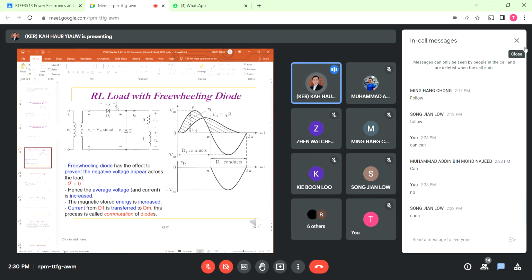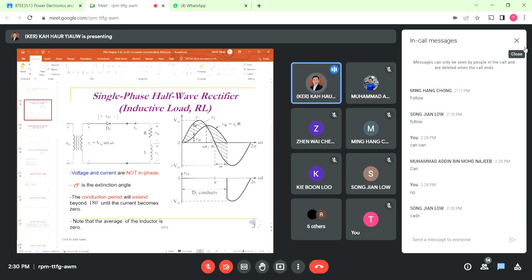If it flowed back in this loop, your diode waveform would be affected. But with the diode DM here, the waveform is actually restored. And also there will be no extinction angle. The extinction angle is no longer there because the inductor energy is discharged through this DM, so you do not disturb the system, not like this one.